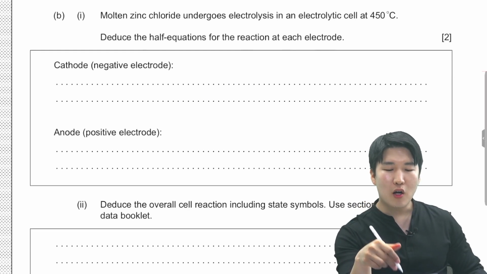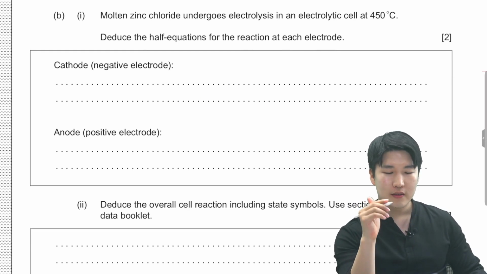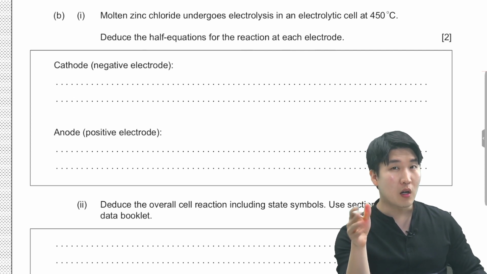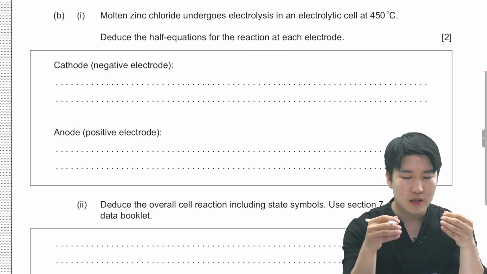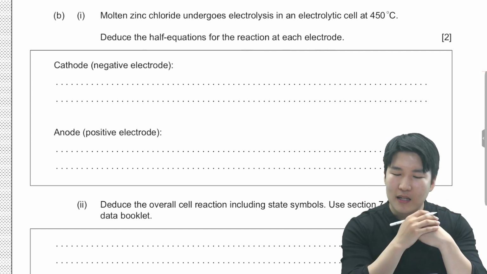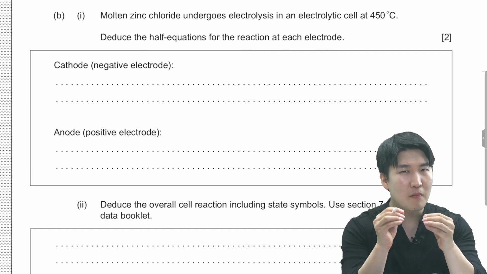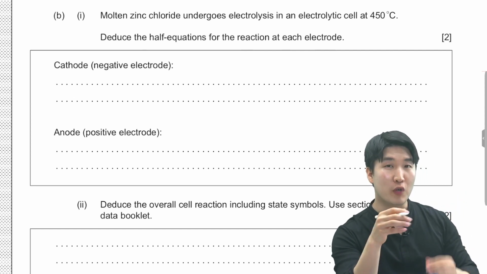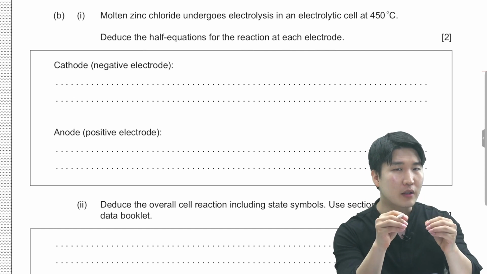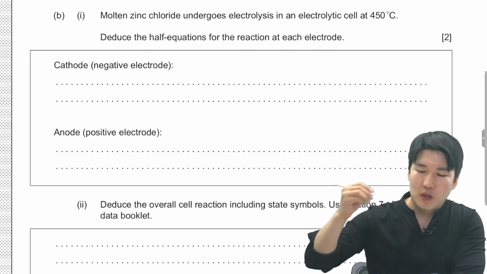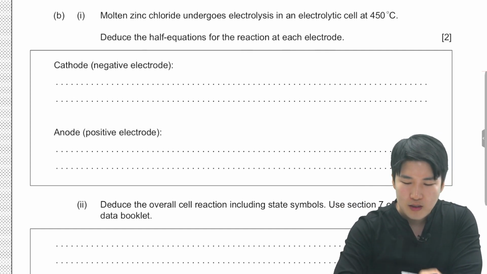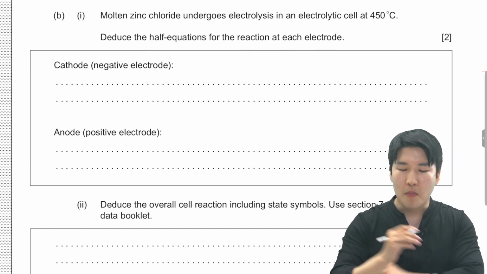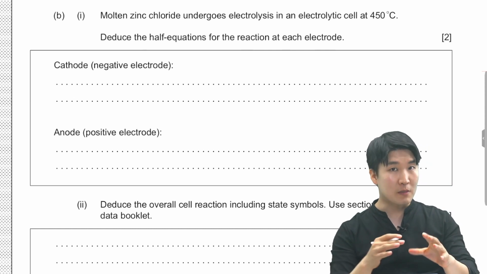Electrolytic cell of molten zinc chloride at 450 degrees Celsius. Why so high a temperature? Well, we do need to melt our electrolyte, zinc chloride. And zinc chloride is what? An ionic compound. And ionic compounds in general require high temperature for melting. At 450, we have molten zinc 2+ and Cl- ions that will be migrating to cathode and anode respectively.